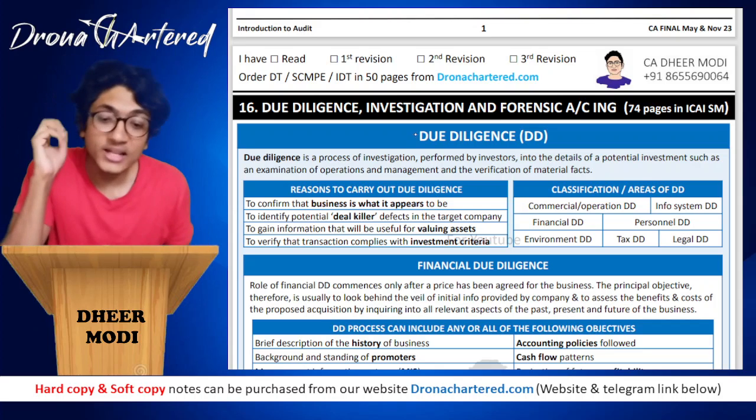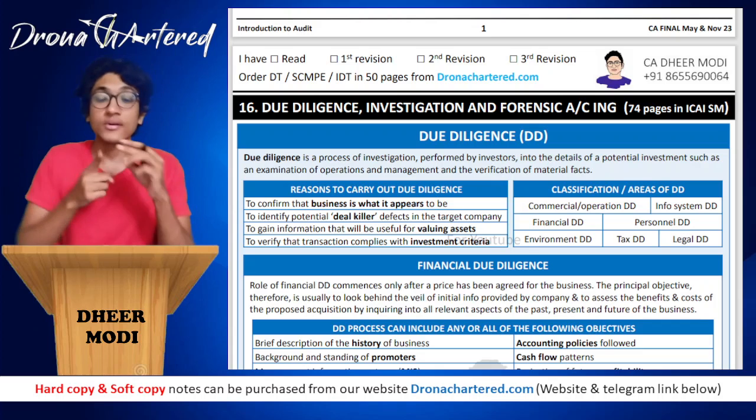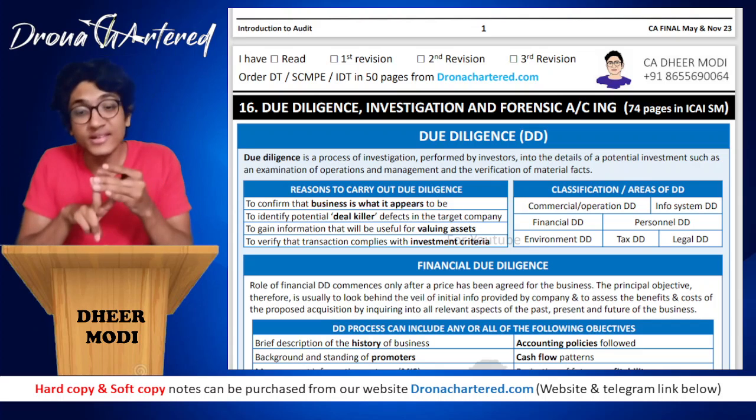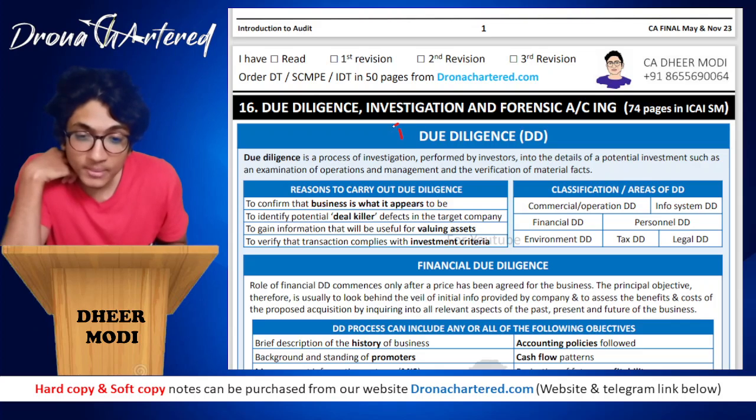Okay, so starting with the chapter. This chapter is divided into basically three parts. First is your due diligence, second is your investigation, and third is your forensic accounting. So let's start with the first part, that is due diligence.